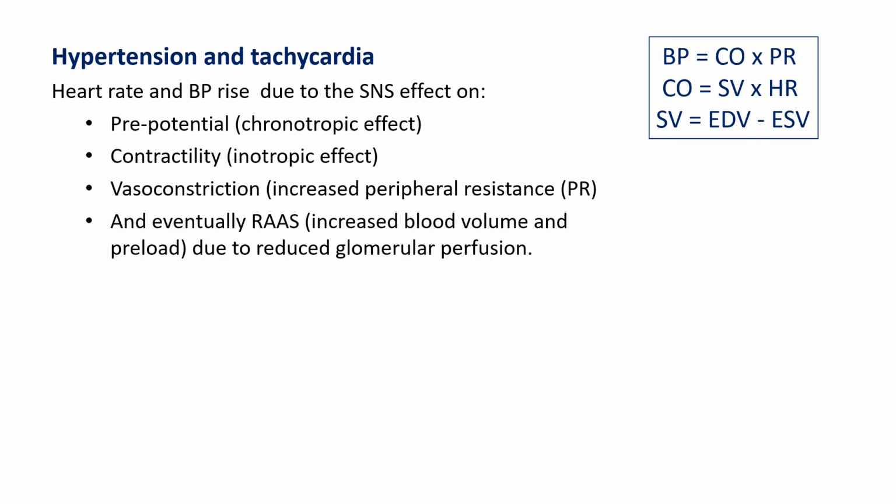Eventually, we will activate RAS, and RAS will give us this increased blood volume. Remember, it takes a little while for RAS to kick in. This baroreceptor is generally much quicker, but RAS will cut in because we'll have reduced glomerular filtration. Juxtaglomerular cells will detect that, secrete renin, and off we go. We end up with angiotensin II, aldosterone, ADH. That will increase blood volume and preload.